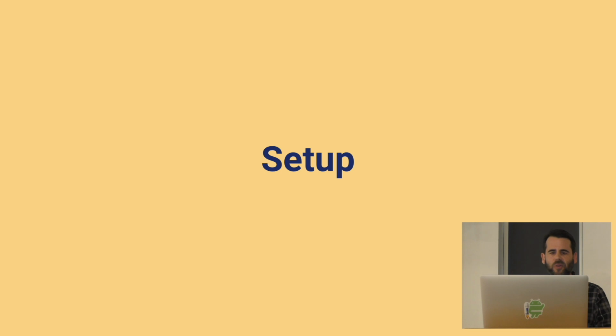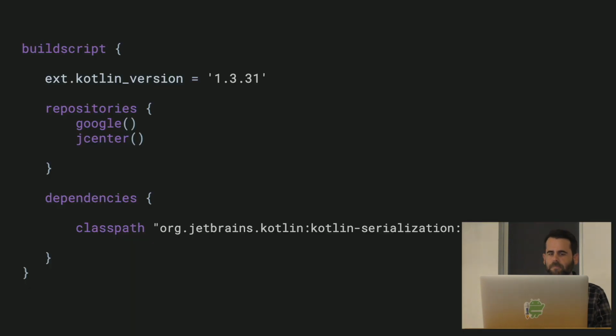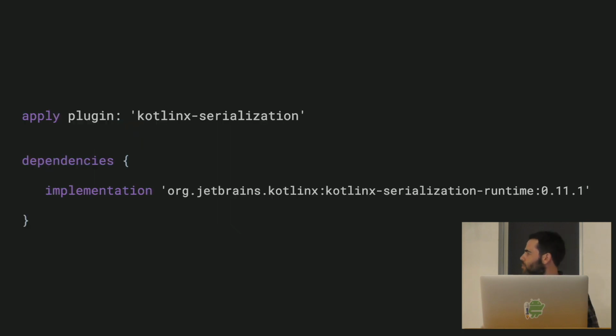Okay, so sounds great. So how do we set it up? Again, pretty simple. First, we just need to add a dependency to the plugin in our project's build.gradle file. And then in the module that we're going to be using it in, we just have to add a dependency to that plugin and then add a dependency for the runtime library.